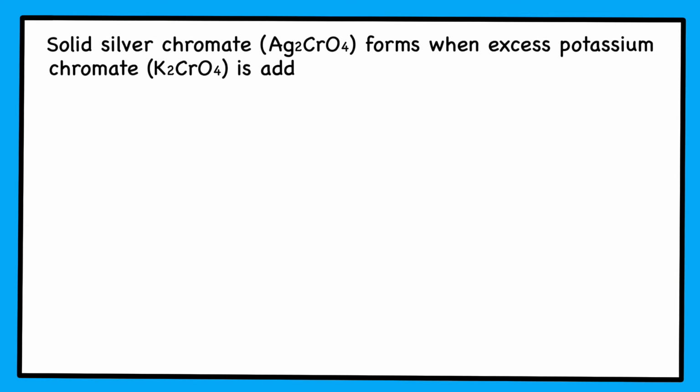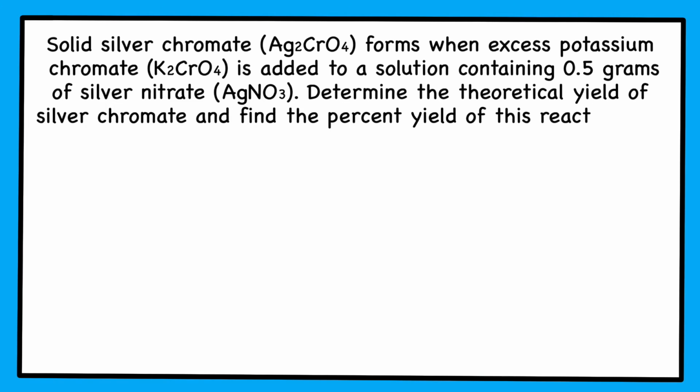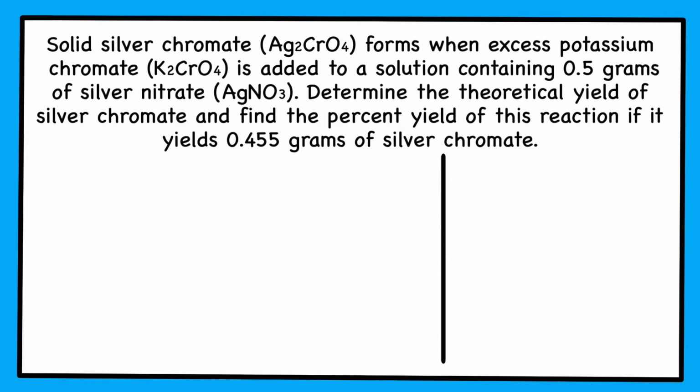Solid silver chromate, Ag2CrO4, forms when excess potassium chromate, K2CrO4, is added to a solution containing 0.5 grams of silver nitrate, AgNO3. Determine the theoretical yield of silver chromate and find the percent yield of this reaction if it yields 0.455 grams of silver chromate. First thing we got to do is to think of the chemical equation and balance it.